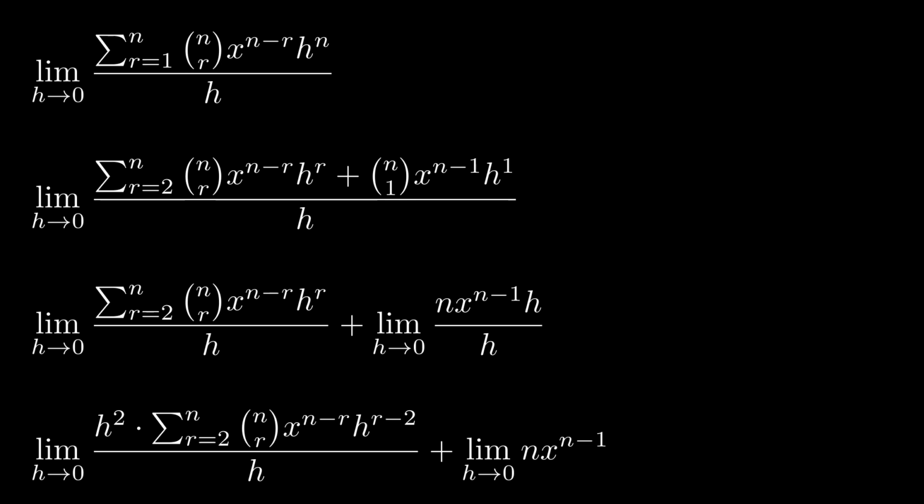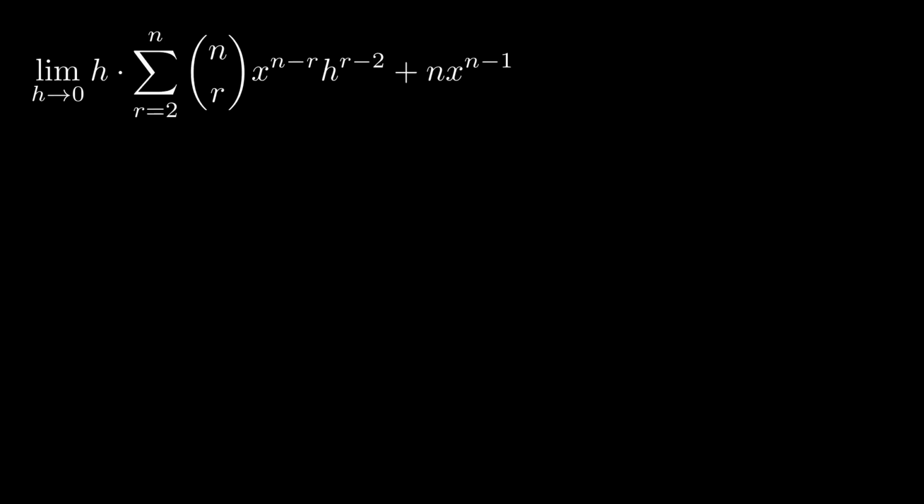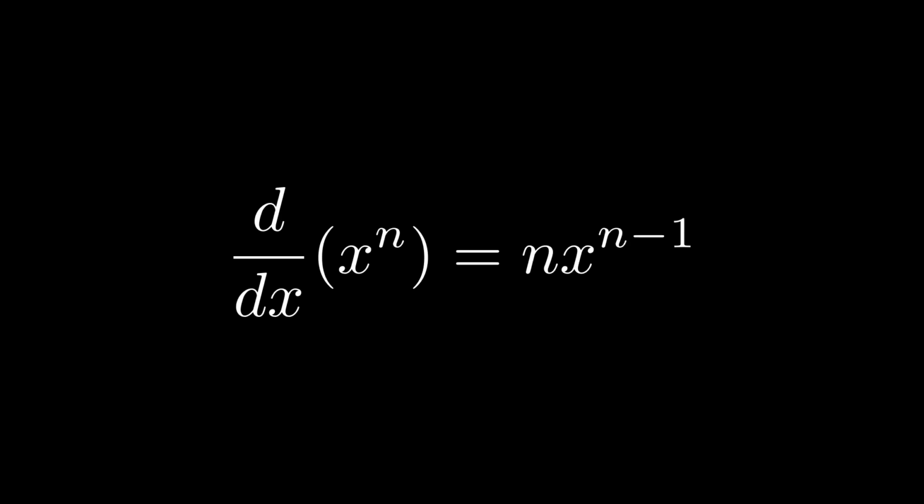So now we can cancel out one of the h's, and we get the limit as h goes to 0 of h times this big expression, which you can just think of as a bunch of binomial terms, and all of these binomial terms are going to have an h term in them, and this h term is going to go to 0, so this whole expression is going to go to 0. So overall, we get the derivative of x to the n is equal to n times x to the n minus 1. Thank you for watching.